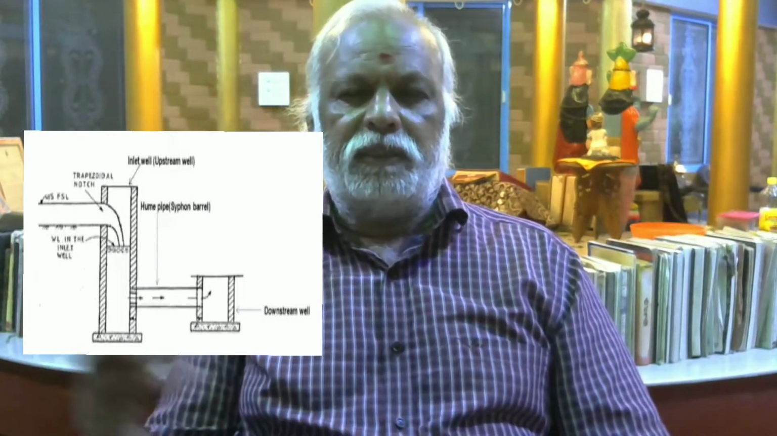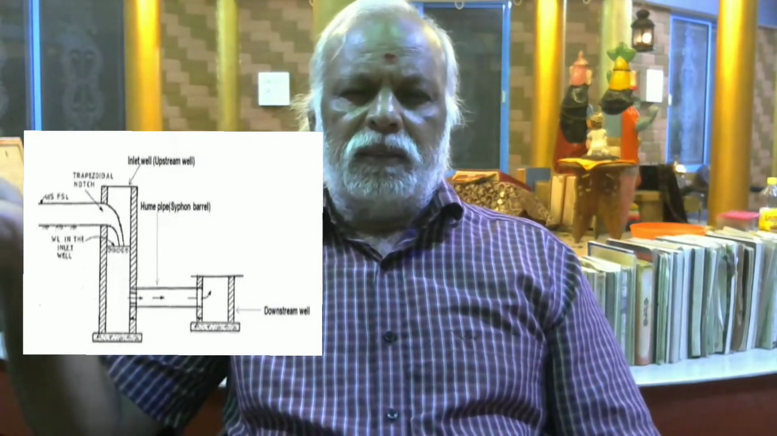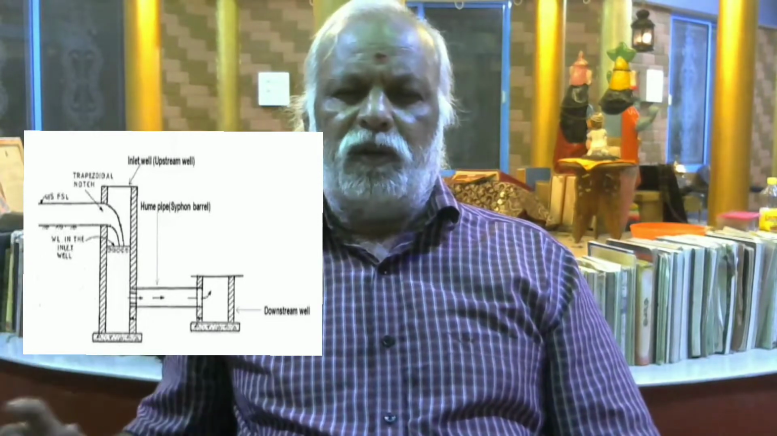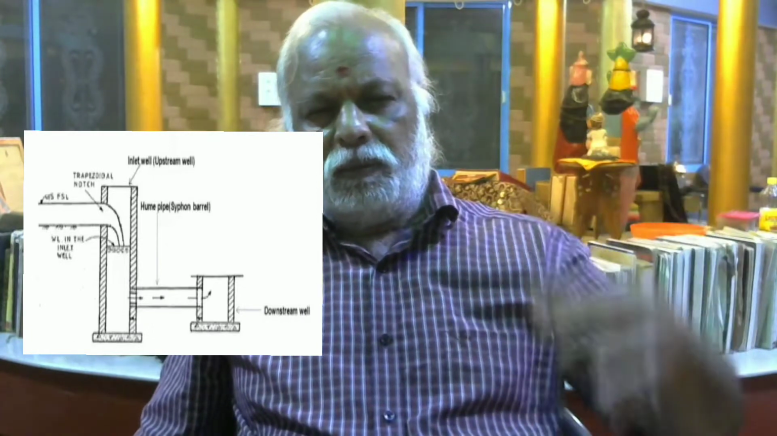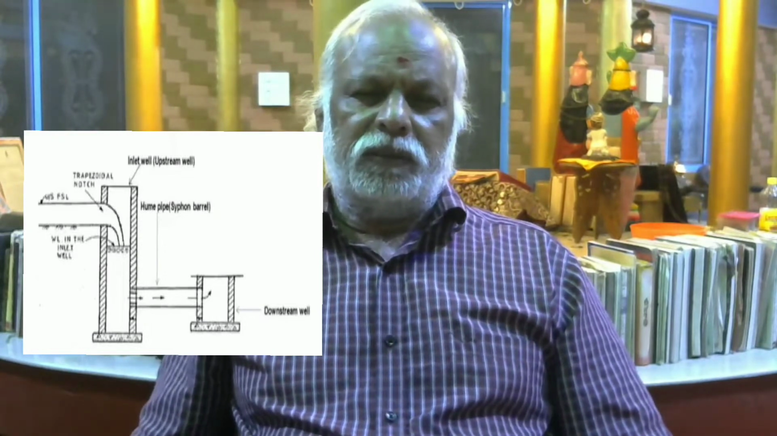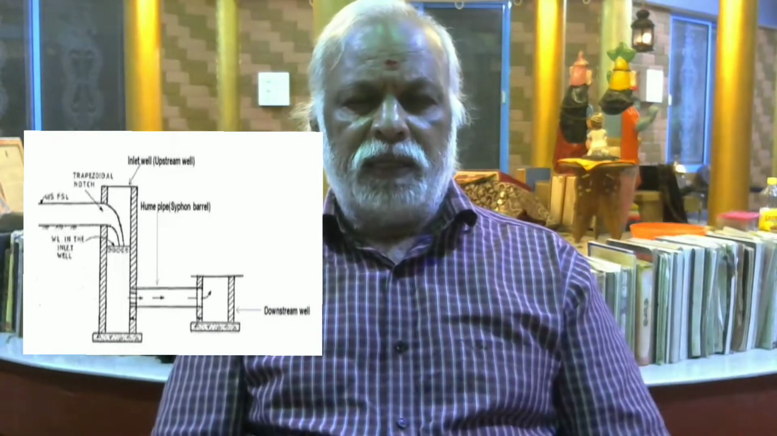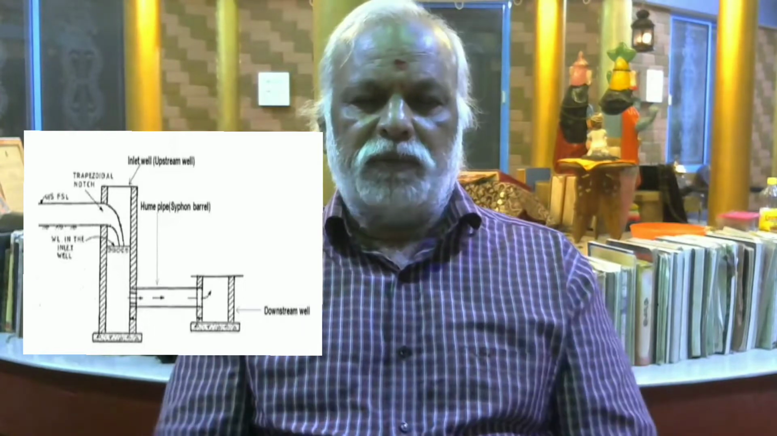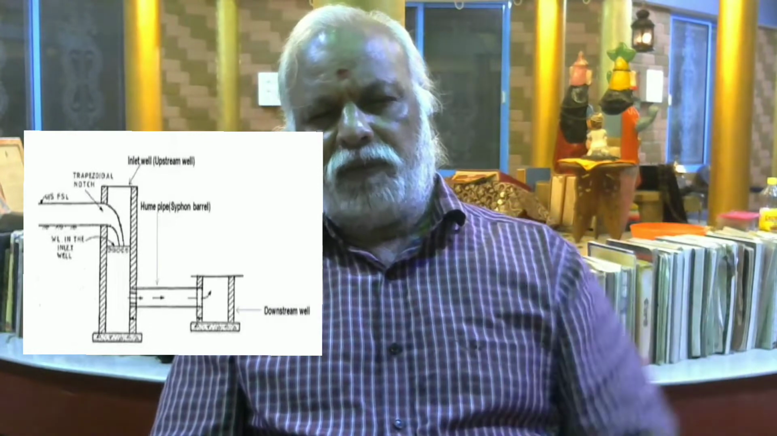So the flow is by pressure, then the water gradually gets elevated. The water level will increase at the downstream side. So there will be a downstream well also. There will be a notch which will measure, which will quantify the water discharge. In the upstream well, you will have a notch which you have seen in the case of canal drop. Here also there will be a notch. Through the notch, the water will fall into the upstream well.